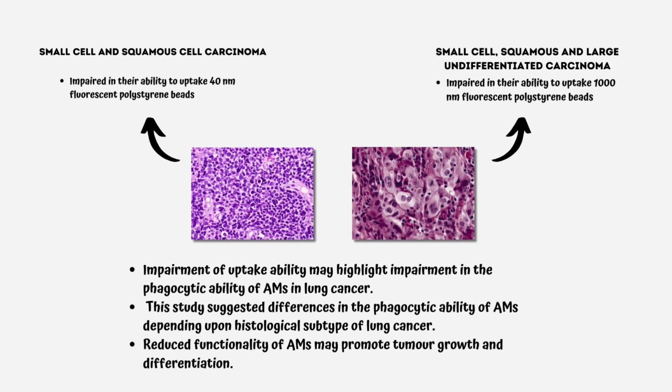A study found that AMs from patients with small cell and squamous cell carcinoma were impaired in their ability to uptake 40 nm fluorescent polystyrene beads, while AMs from patients with small cell, squamous, and large undifferentiated carcinoma showed impaired uptake of 1,000 nm beads. Impairment of uptake ability may highlight impairment in the phagocytic ability of AMs in lung cancer. This study suggested differences in the phagocytic ability of AMs depending upon the histological subtype of lung cancer. Reduced functionality of AMs also may promote tumor growth and differentiation.